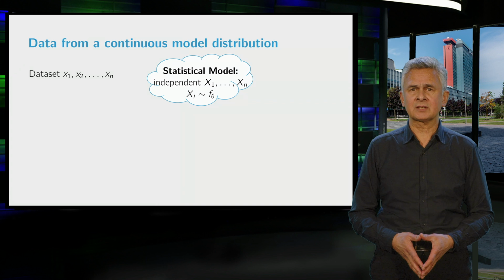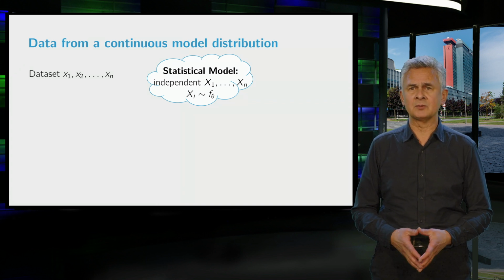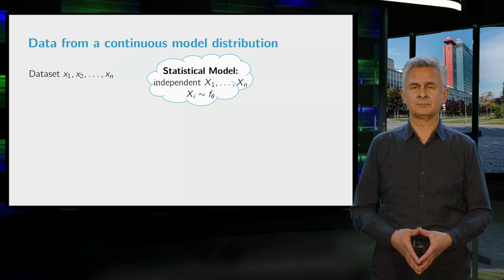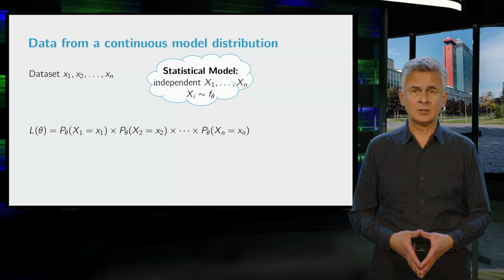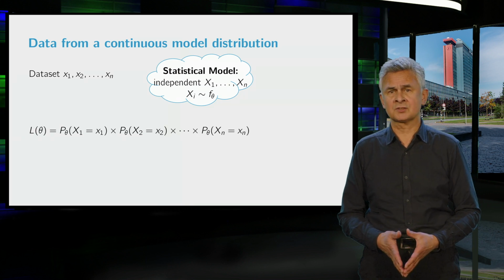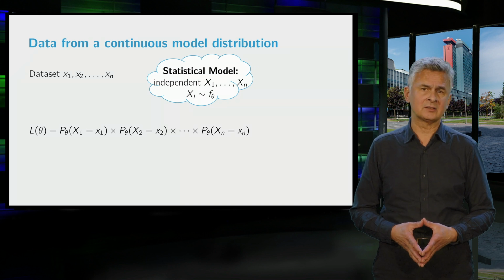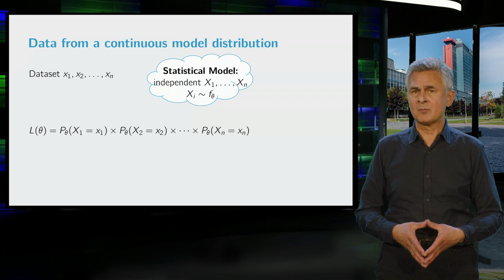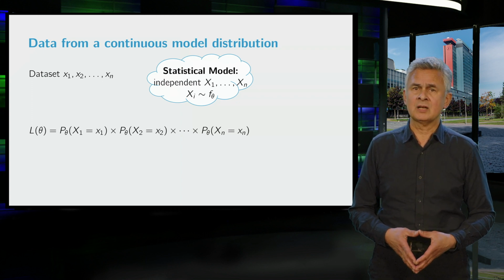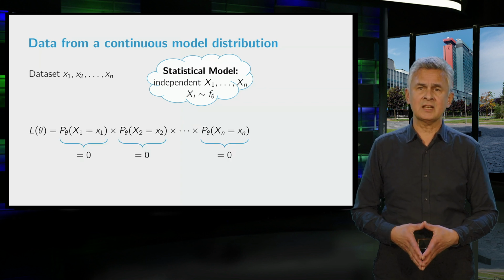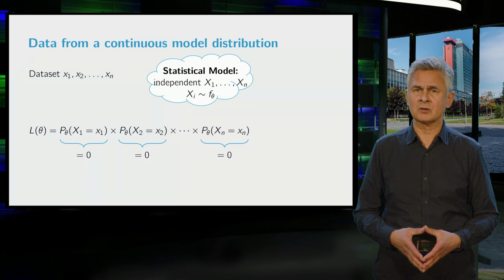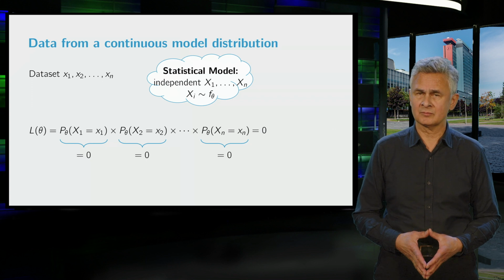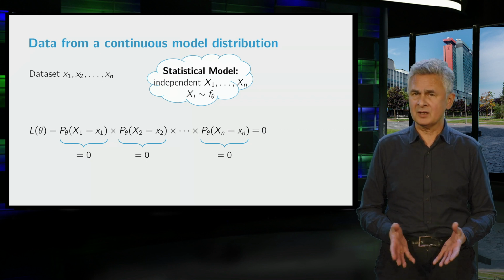Suppose we are given a dataset that is modeled as the realization of independent random variables with a model distribution that is characterized by a parameter theta. The method of maximum likelihood for a discrete model distribution was to maximize the likelihood L of theta given by the product of the marginal probabilities. Now, if the model distribution is continuous, then from probability theory, it follows that each of these marginal probabilities is equal to 0. So the likelihood becomes 0, and there is nothing left to maximize. Therefore, we have to think of something else.